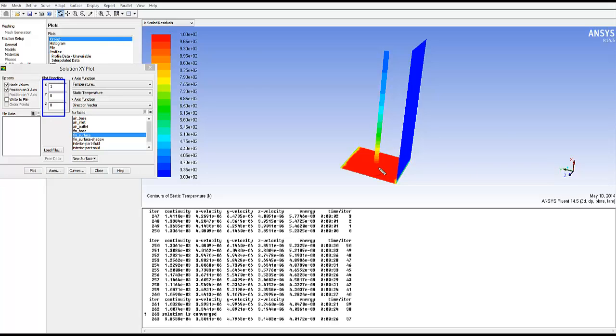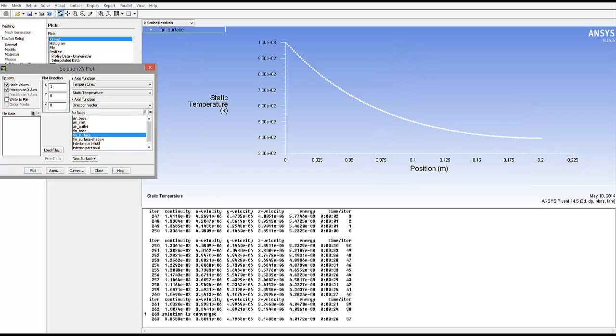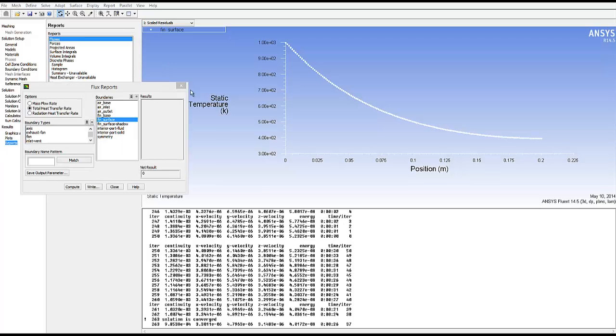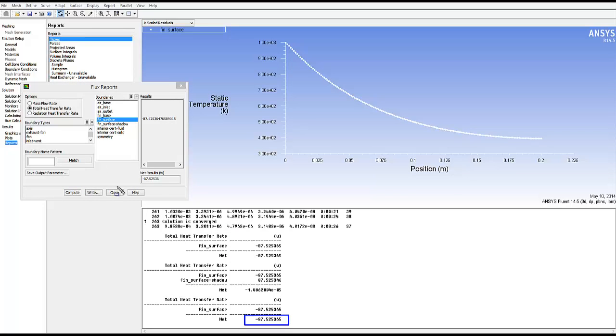Here we are measuring, or taking, the temperature distribution curve along the axis of the fin. And finally, we want to measure or obtain the heat rate transferred from the fin to the surrounding air.